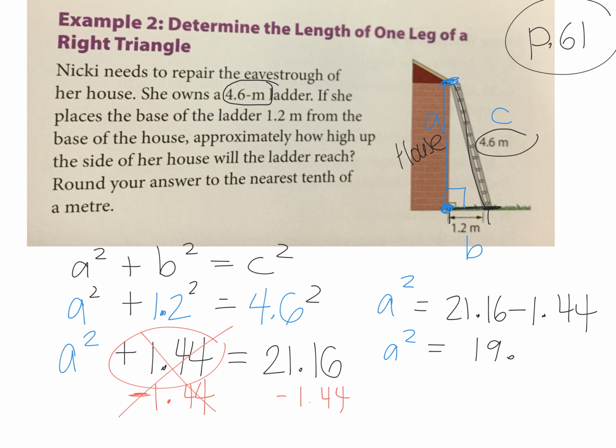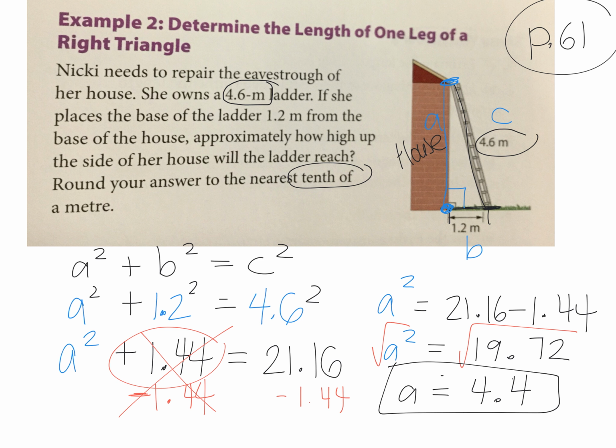19.72. Is that the answer? Is that what A is, now what? Square root. A equals 4.44. Okay, so they want us to round it to the nearest tenth, which is one decimal place. 4.4. So, how high up the side of her house will her ladder reach? 4.4 meters high. So from the bottom of the house to the top of the ladder is 4.4 meters. Okay.